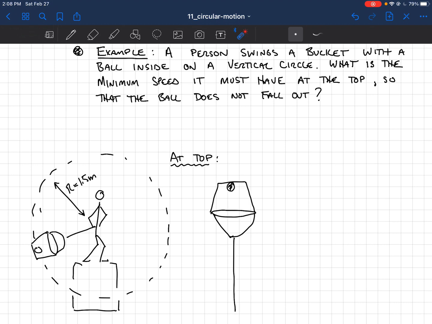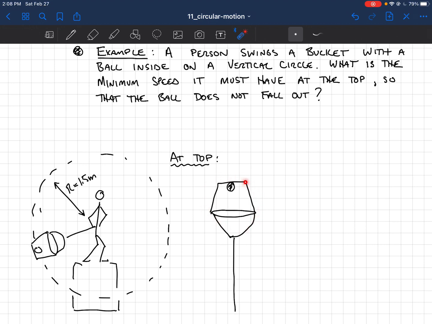So we have a person who's swinging a bucket, and that bucket is making a vertical circle around the person here. And the question is, what speed does it have to have when it goes through the top of that circle so that the ball that's sitting in the bucket doesn't fall out? So you may have done this before. If you swing something around in a circle, like a bucket, then you find that the stuff doesn't fall out at the top. And that's related to this circular acceleration, and we'll try to see how that works.